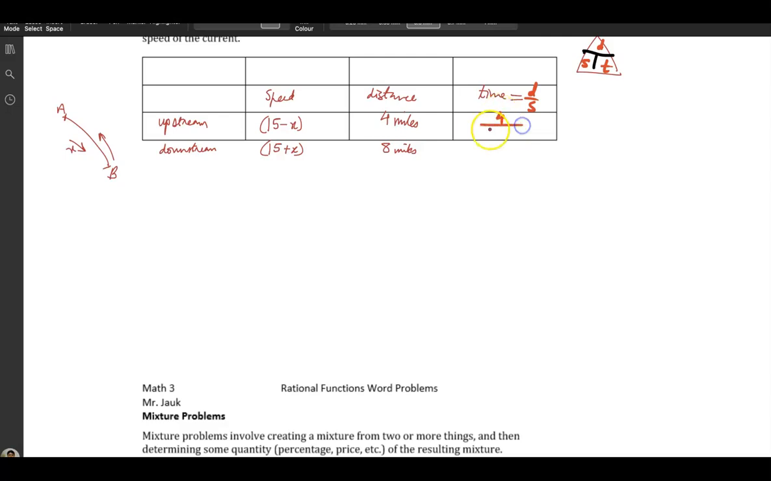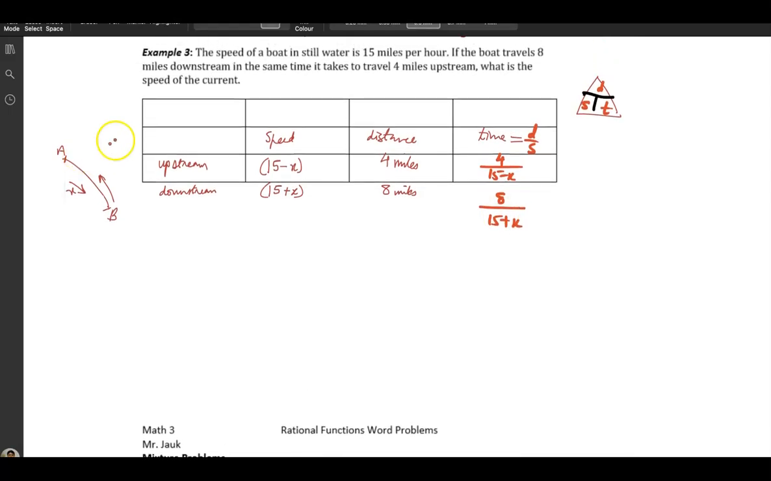Okay, 4 upon 15 minus x, and your time is equal to distance over speed. Correct? And what are they saying? They take the same time. So the time taken upstream is 4 upon 15 minus x, which is equal to 8 upon 15 plus x.